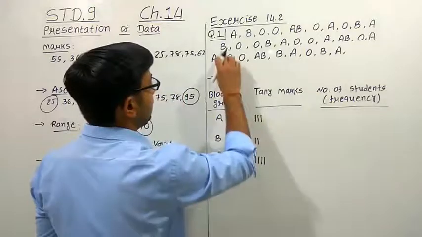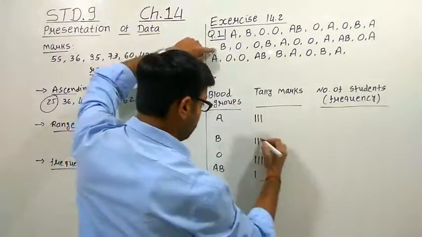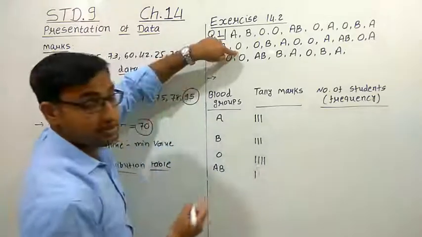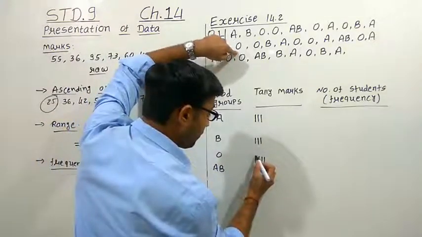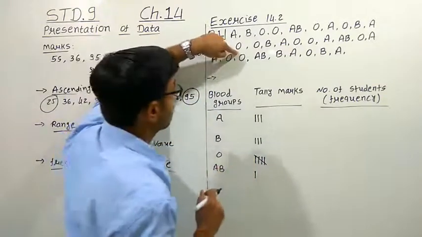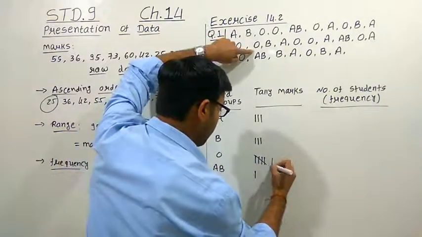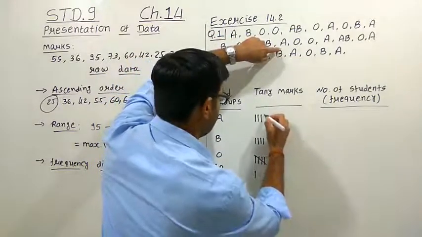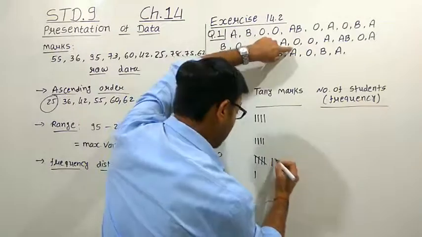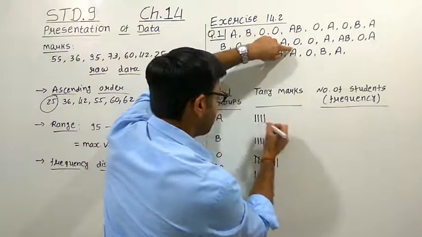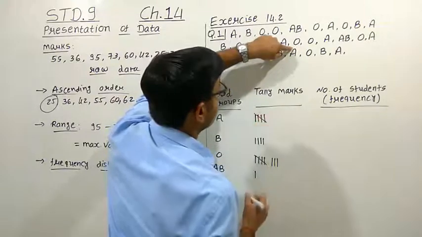Okay, now continue with B, then O. See, now O, 4 is already there, and this is the 5th value. So for the 5th value we have to mark like this, so this will become a bunch of 5 marks. Now again O, so we have to start from here. B, then A, then double O again. A, now here also 4 is completed, so the 5th we can write down like this.